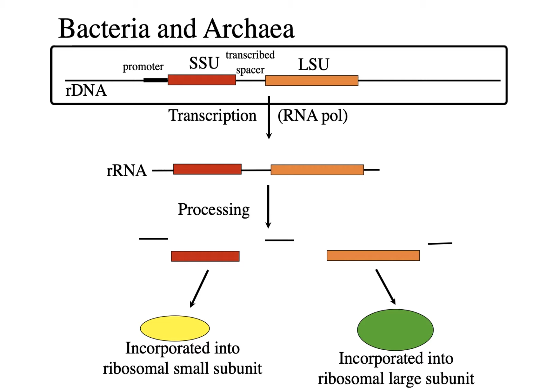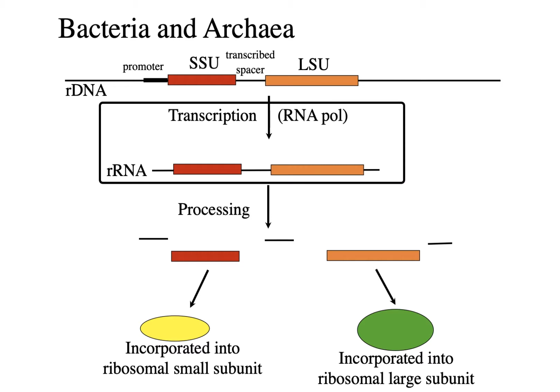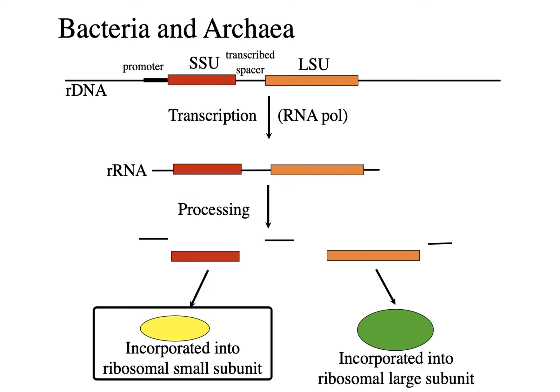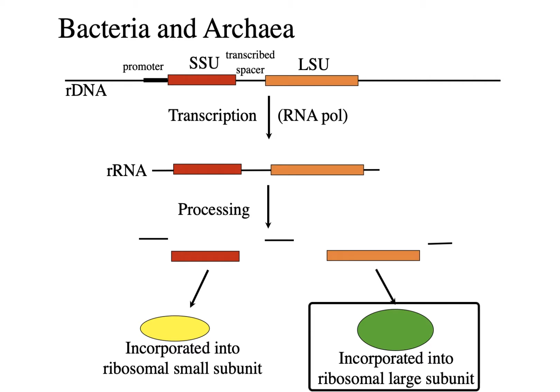Here's the ribosomal RNA gene with the promoter, small subunit, spacer, and large subunit. Transcription by RNA polymerase gives you the long precursor ribosomal RNA. There's processing. The small subunit is incorporated into the ribosomal small subunit, and the large subunit winds up in the ribosomal large subunit, and then they're put together for a functional ribosome.